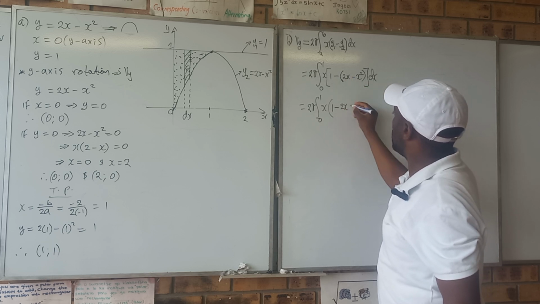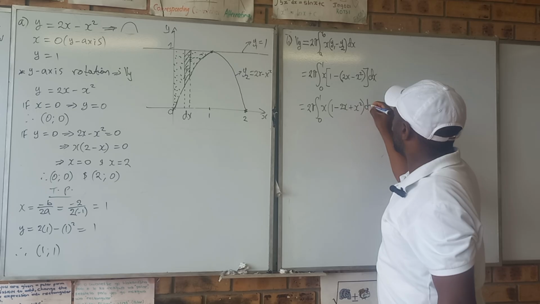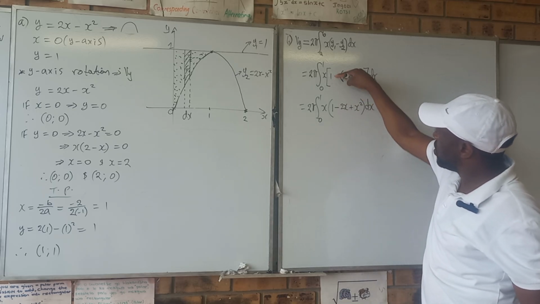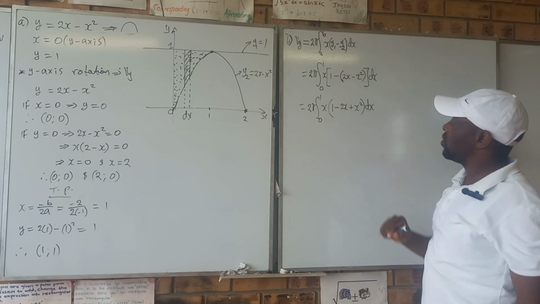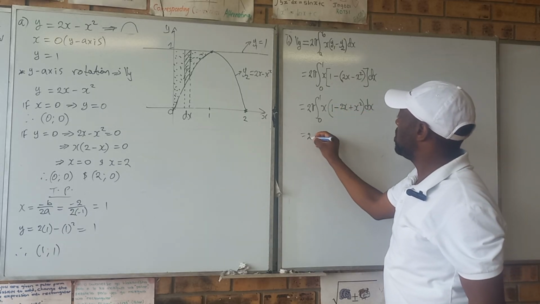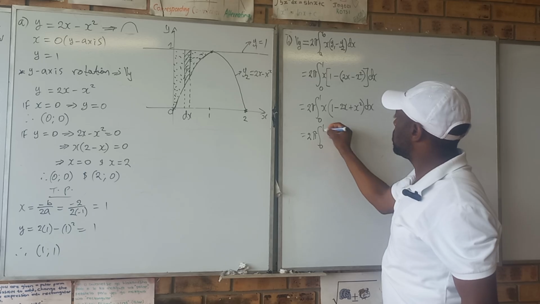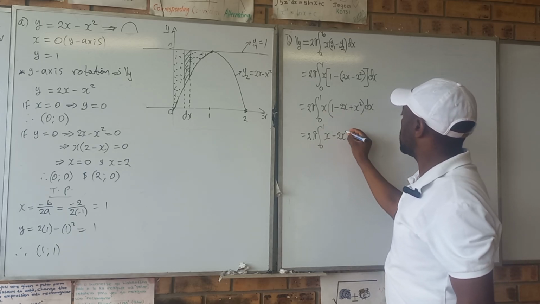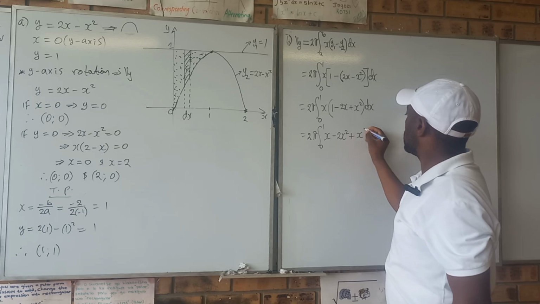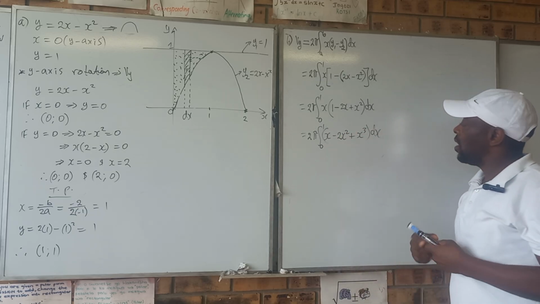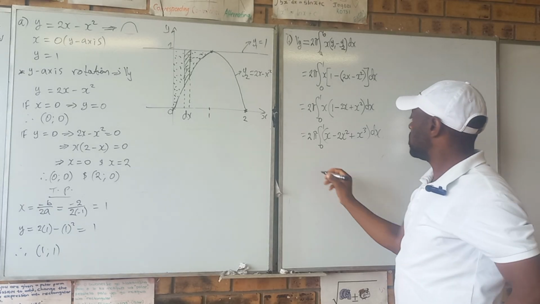These 2 negatives now become plus x squared dx. So I've opened up the inner bracket to allow the negative to go through. Then after, I will then open up the next bracket to allow x to go through. If x goes through, then I'll get x minus 2x squared plus x cubed dx. So I can now do my integration.